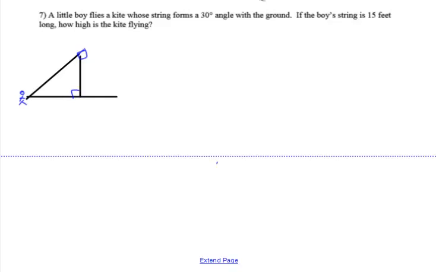Now, the string forms an angle with the ground. So, here's our string. It forms a 30-degree angle with the ground. So there's your 30-degree angle. The boy's string is 15 feet long. That's the string. How high is the kite flying? X. Now, it's not going to be super high because the string isn't that long. It definitely can't be higher than 15 feet. Well, what do we have? We have a right triangle. We know an angle. We know a side. We're trying to find another side. We're setting ourselves up for some trigonometry.